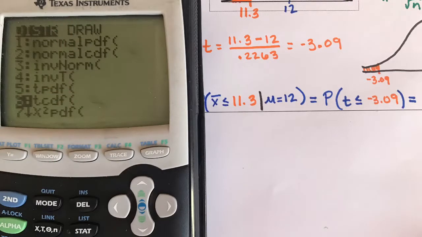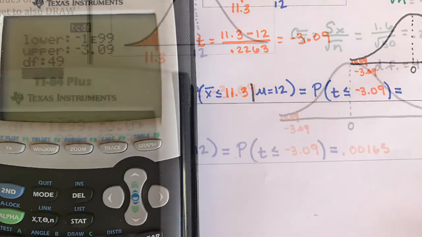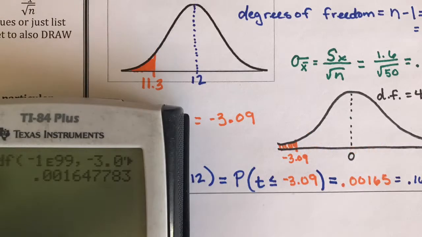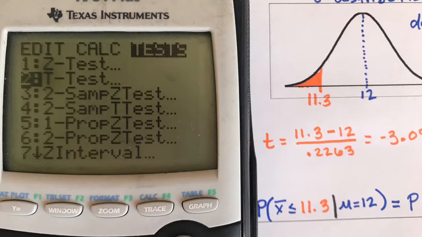So I'm going to do tcdf, area under the curve, tcdf, lower bound negative infinity, upper bound negative 3.09, degrees of freedom 49, press enter, and I get a p-value of about 0.165%, so less than 0.5%.